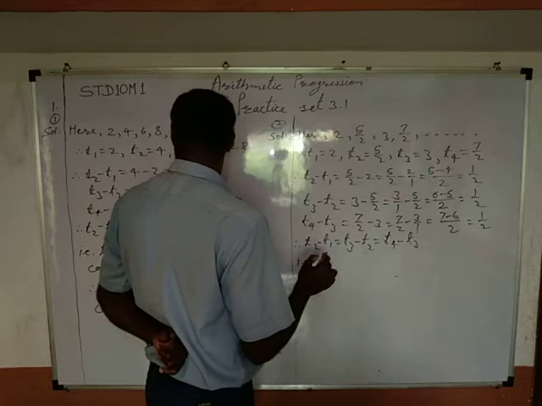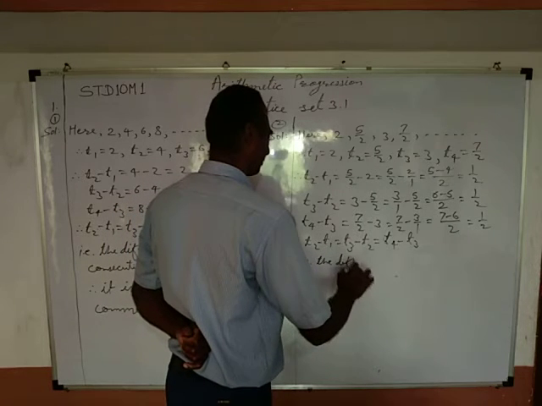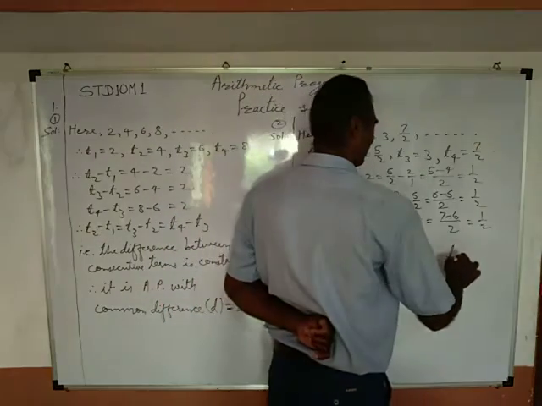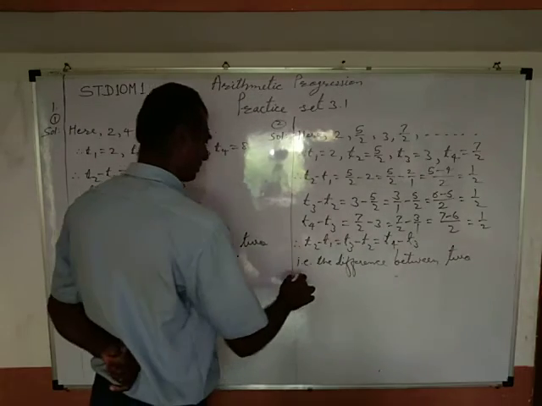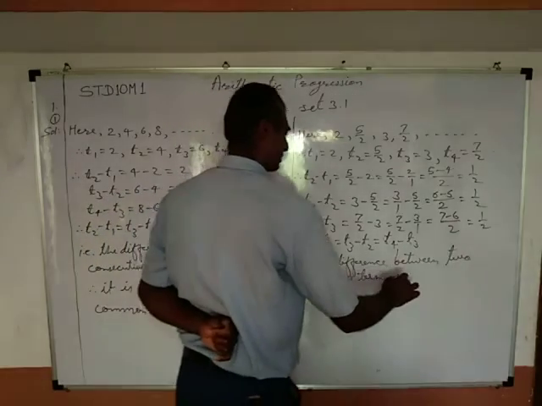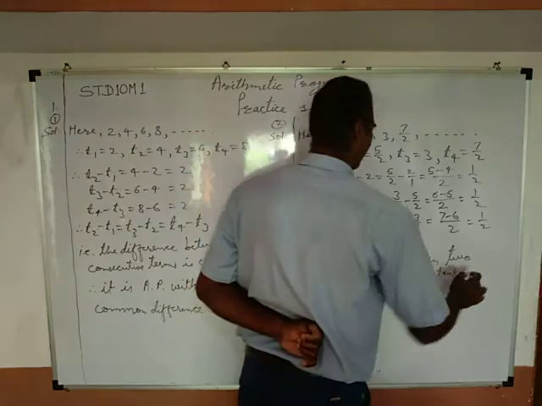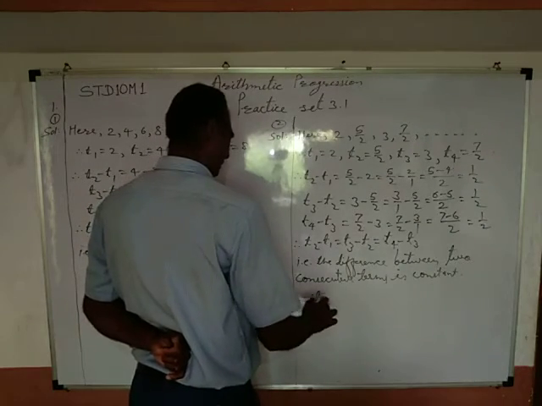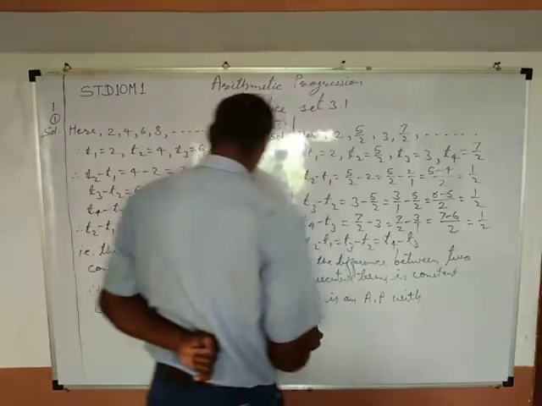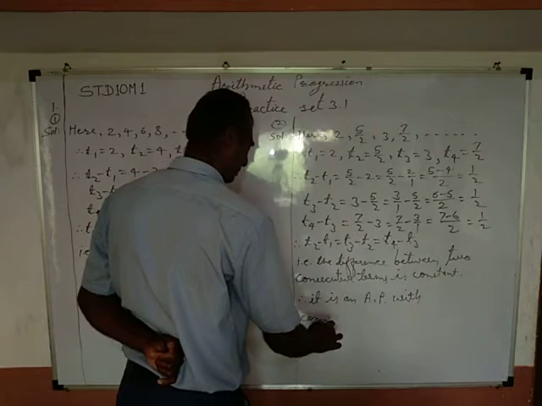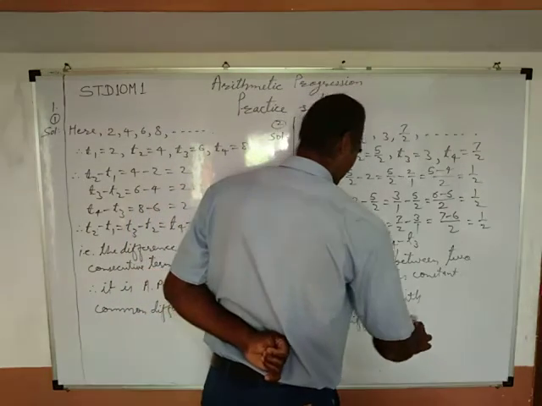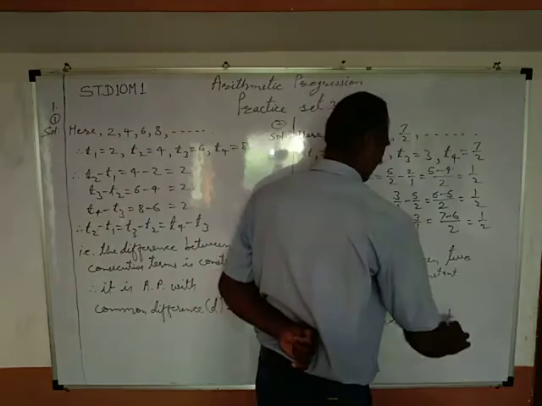That is the difference between two consecutive terms is constant, and therefore it is an AP with common difference D, which is 1 by 2.